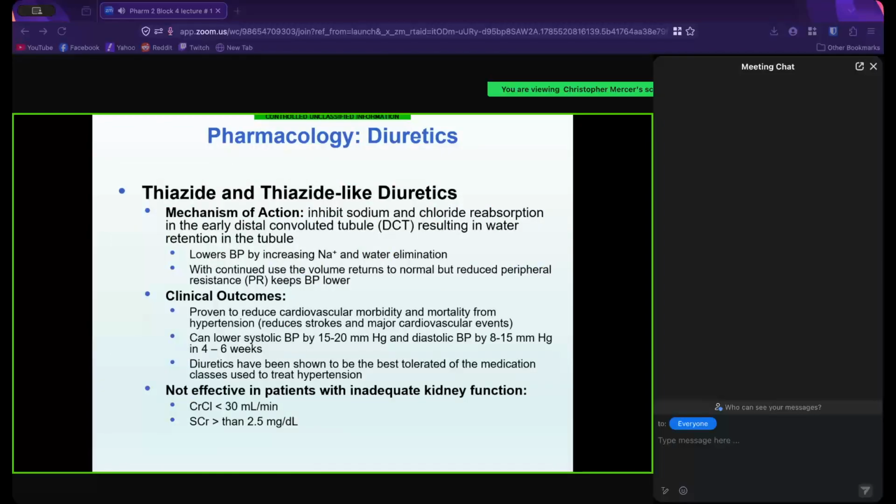So why do we use thiazides? Why is that our backbone? Because all the data says we should. All the long-term data is super, super strong regarding decreased mortality and morbidity from hypertension with the thiazide or thiazide-like diuretics in this class. So they can lower systolic BP by 15 to 20 millimeters of mercury and diastolic by about 8 to 15. This isn't an instantaneous thing, right? Usually a month, 5 to 6 weeks. It's not going to be instant, right? Because those changes in the peripheral vascular system aren't going to change overnight.